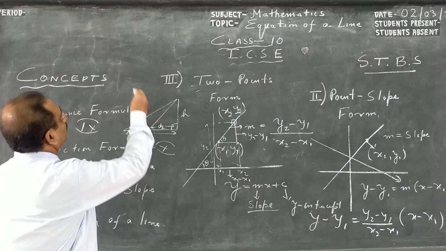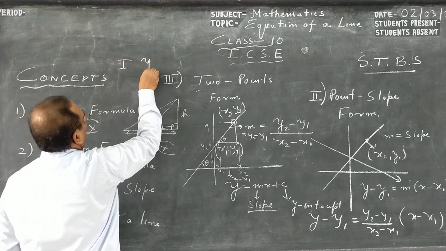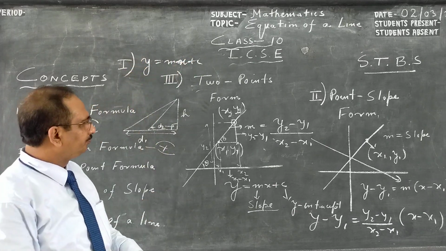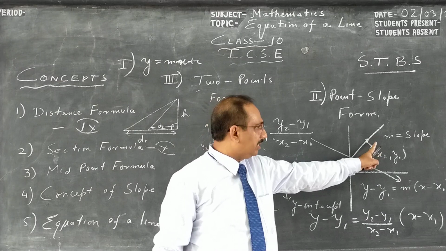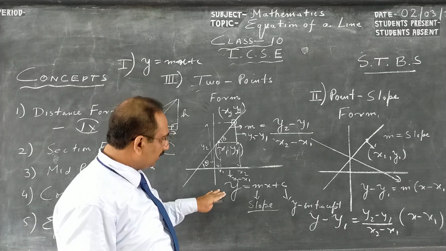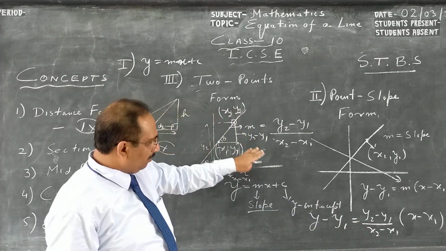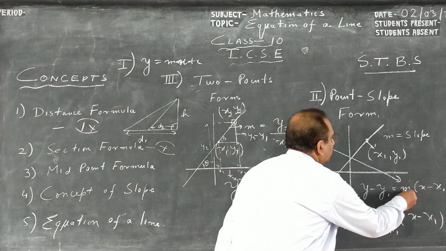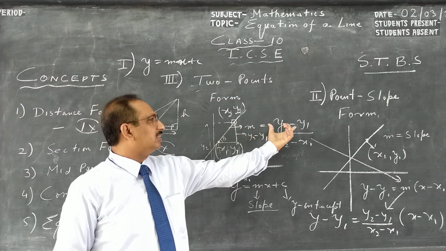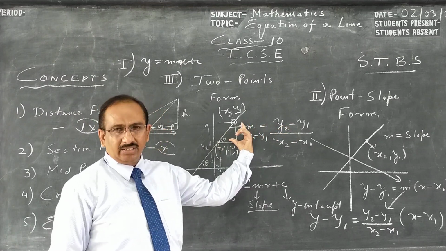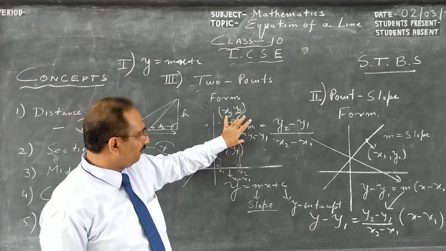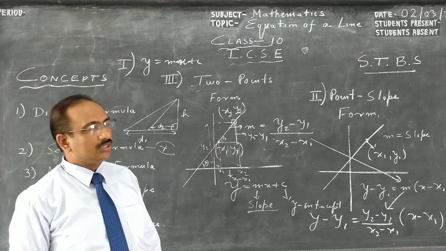First one was, as I told you, children, slope intercept form, y is equal to mx plus c. Second one is point slope form. One slope is given, one point is given: y minus y1 equals m times x minus x1. Third one, just in place of m over here, you substitute the slope of the line, and when 2 points are given, the slope of the line is the difference of the y coordinates upon the difference of the x coordinates. Okay. So y2 minus y1 upon x2 minus x1. So this is the concept.